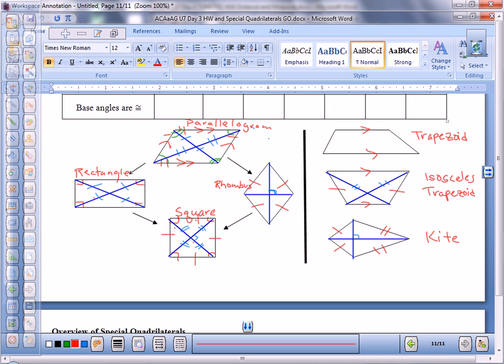All right, rhombus. Everything that's true about the parallelogram is also true about the rhombus. And in addition to that, instead of just the opposite sides being congruent, all 4 sides are congruent. And where the diagonals intersect, it forms a right angle. They are perpendicular.